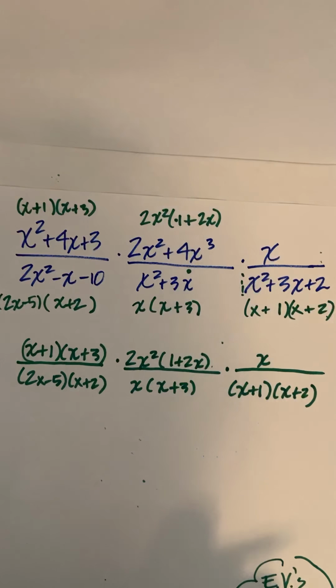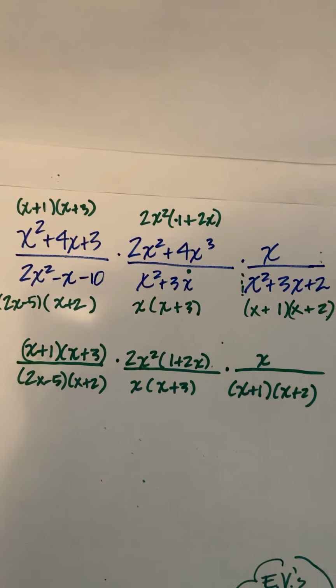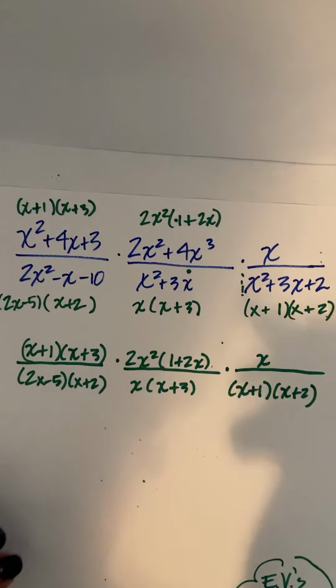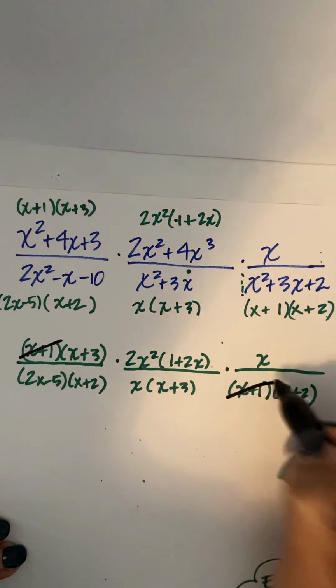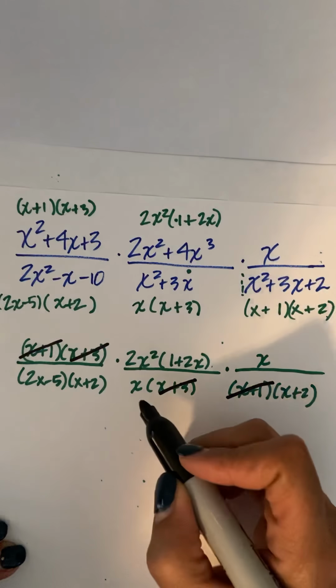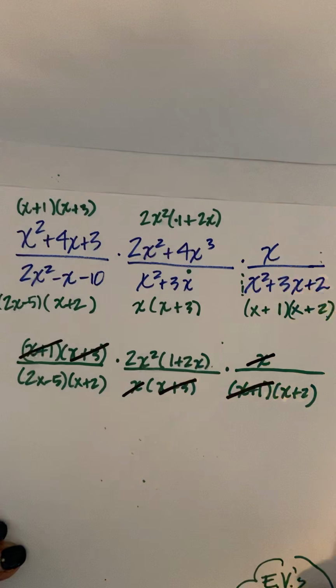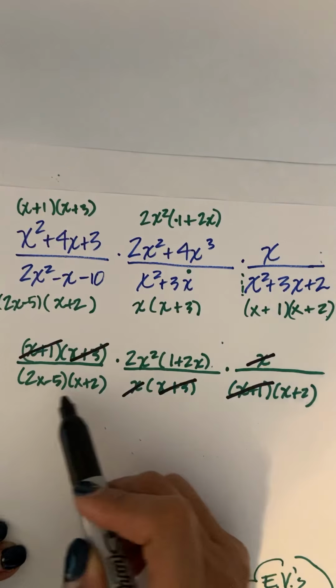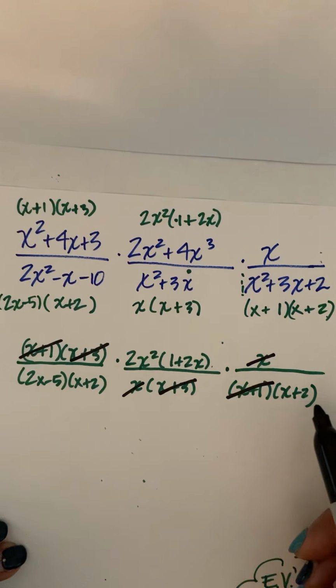Okie dokie, so now we get to do our canceling. Remember, we cannot cancel until we get things into their factored form. So let's see. Ooh, I think I'm going to get to cancel a lot of stuff here. Ooh, look, x plus 1 and x plus 1. This is the fun part. I love canceling. It's like a game. x plus 3, x plus 3. Let's see, x and x. Anything else? I don't think so. So we have left a 2x squared and 1 plus 2x, 2x minus 5 and x plus 2, and another x plus 2 over here.